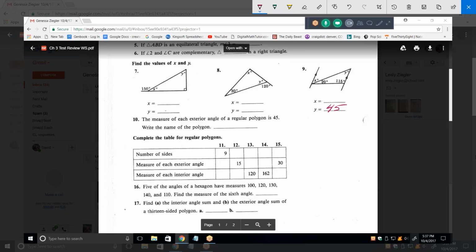And now notice what x and y are relative to one another. All of them are interior angles. Therefore, x is equal to y, and we don't have to do any math.